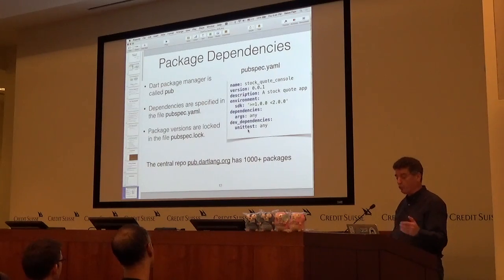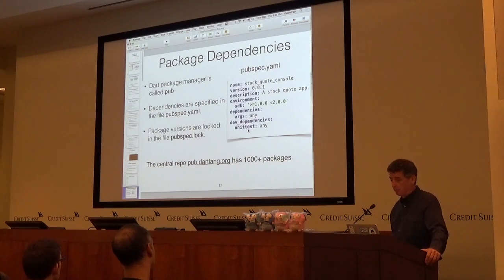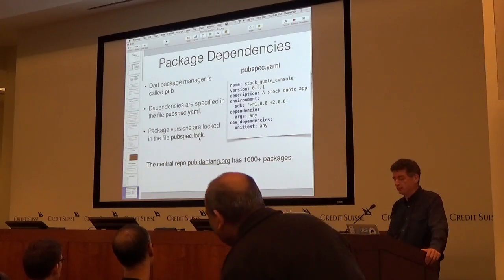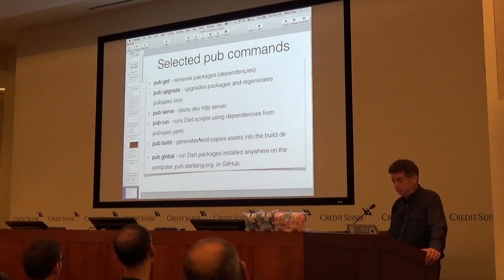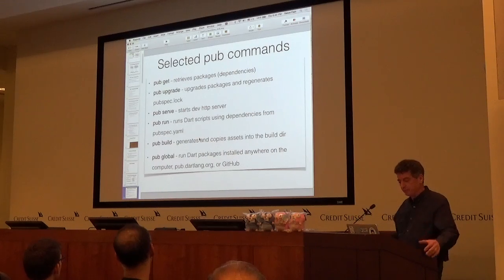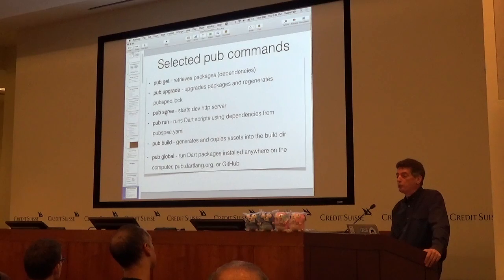In particular from pub.dartlang.org, which has more than 1,000 packages already. Some of them created by Google, some of them by third parties. If you want to lock the version, there's another file called pubspec.lock. And this pub manager has a bunch of different commands. Pub get to retrieve dependencies, right? Upgrade.